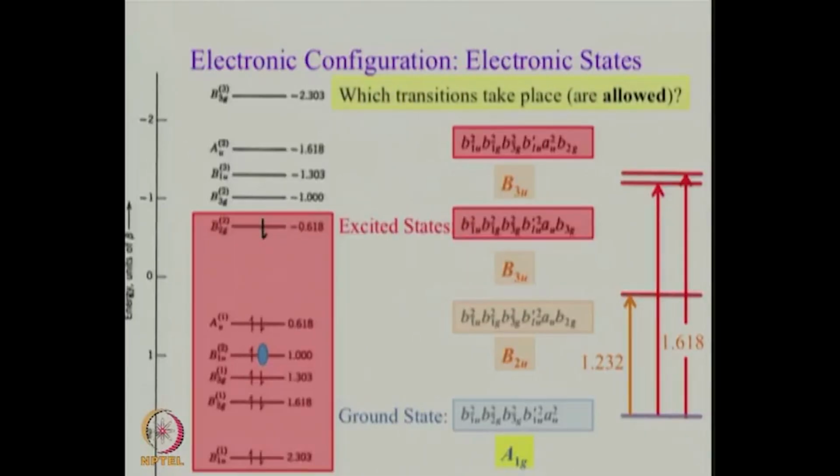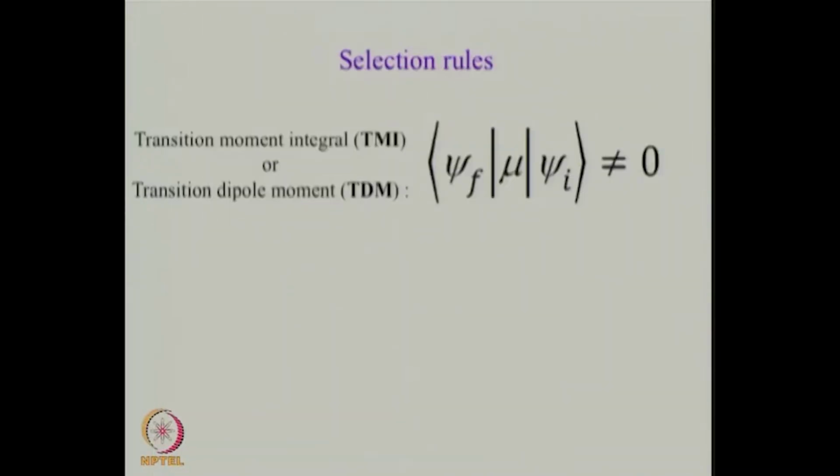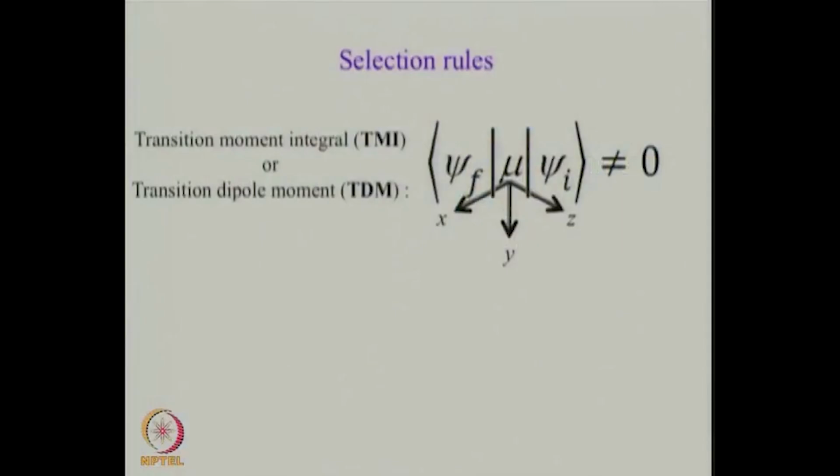Which of these transitions are allowed, which are not allowed? I think we know the generic answer to this question. Transitions are allowed when the transition moment integral is non-zero. And from the point of view of symmetry, an integral is non-zero when the integrand at least contains a totally symmetric part. Psi I, the wave function from which the upward transitions begin, is AG, totally symmetric anyway. So, we do not even bother about it.